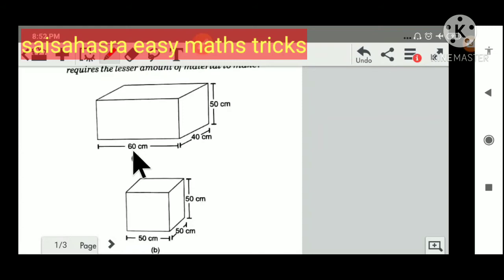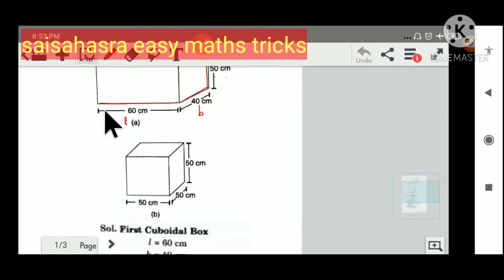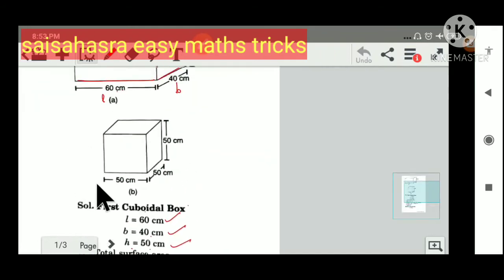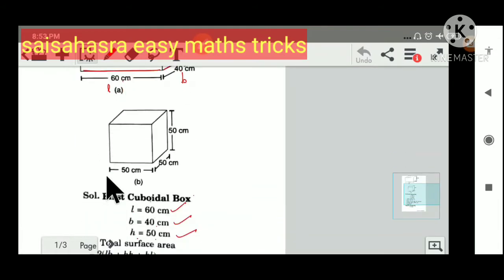Here you can observe this is length, that is 60 centimeter, this is breadth 40 centimeter, and this is height h, for height 50 centimeter. So those details we will write here in solution. First cuboidal box side heading, L for length is 60 centimeter, breadth is 40 centimeter, height is 50 centimeter, which was given. All these details are given in this figure, those we have written here.